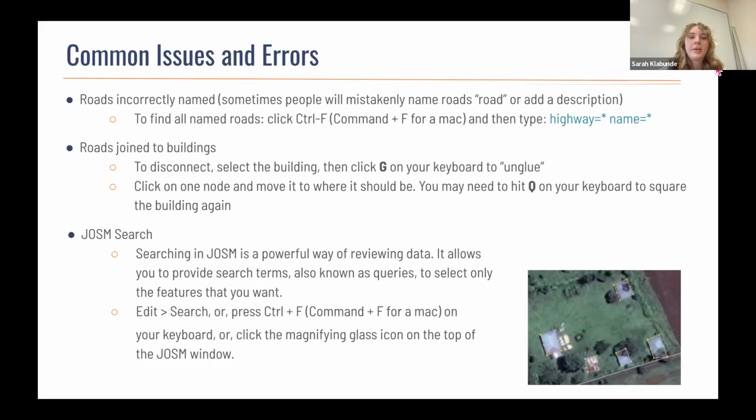Roads joined to buildings can be disconnected with the G key. And like I said before, you should make sure that any building that you're ungluing something from is still square afterwards. The JOSM search tool is a helpful way to find pretty much any selection. You can search for buildings that have 4 nodes, or something as simple as building equals yes. And when you put in your search, it will highlight all of the data within your task that matches your criteria, and then you can go and look at that data specifically. So I can show you guys where the search tool is when we get to our demo.